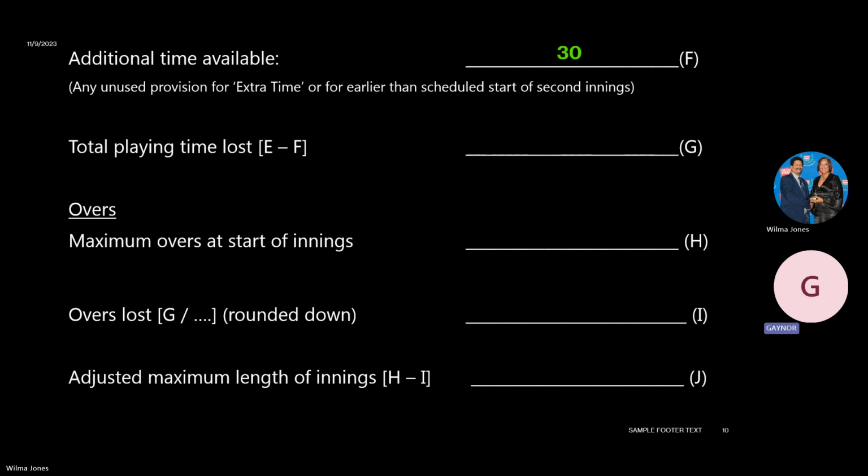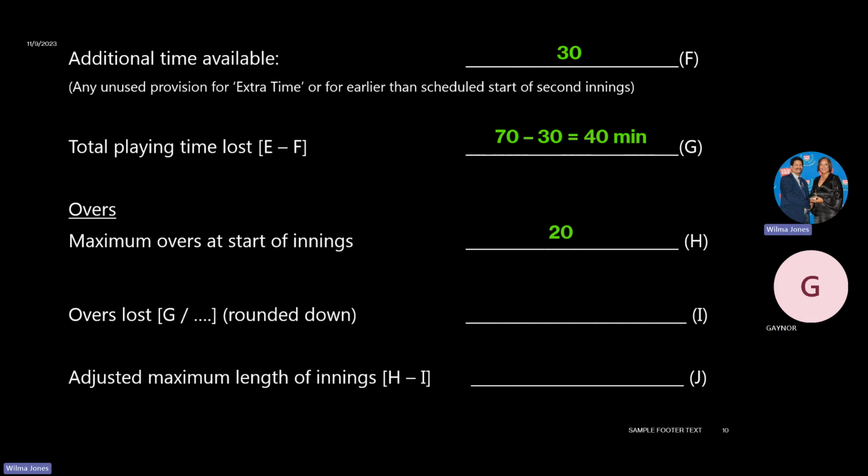I'll take the 70 minutes, the length of the interruption, and subtract the 30 minutes additional time available. That would give me 40 minutes of playing time lost. That is correct. So now to work out the reduced overs, what is the maximum amount of overs we had available at the start of the innings? At the start of the match, you always have 20 overs available, because it's a T20.